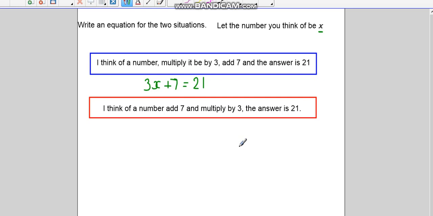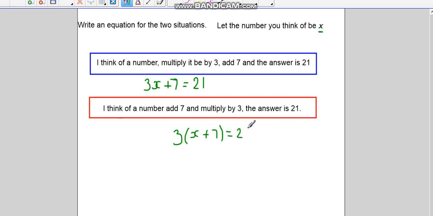Okay, so similarly, I think of a number, let's call it x. This one we add 7, and then we multiply by 3. So how do I show that I do the adding before the multiplying because of BIDMAS rules? Well, I would have to put brackets in to show that the adding has to be done before the multiplying. And remember, in algebra we normally put multipliers at the front of the brackets. So we've got 3 brackets x plus 7, and the answer is 21.